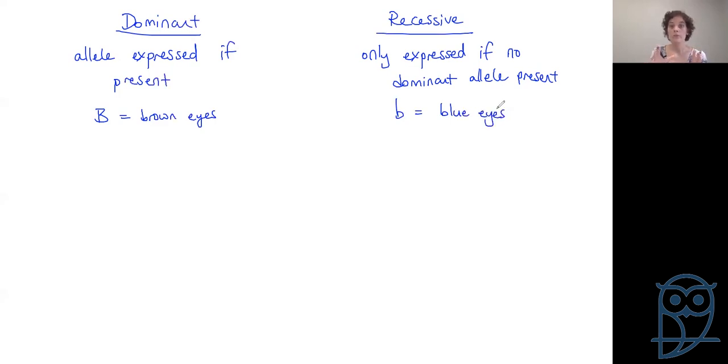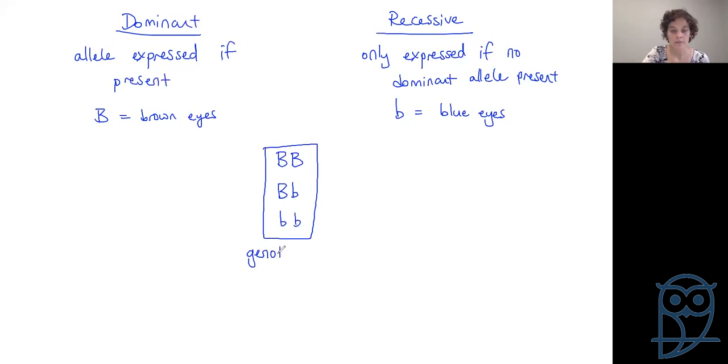So remember that we have homologous chromosomes. So every individual has two alleles. So you could be capital B, capital B. You could be capital B, little b, or little b, little b. And these are your genotypes. Okay, but now the expression comes in the phenotype.